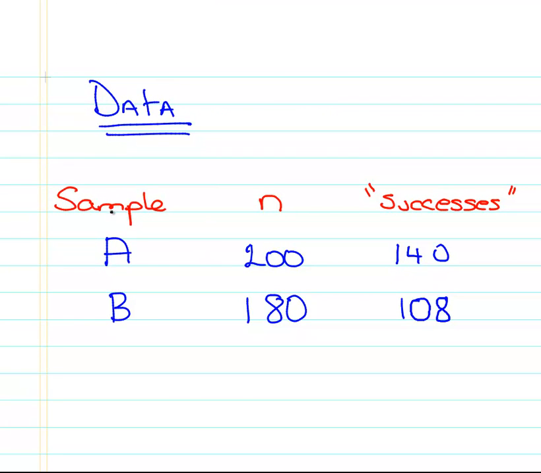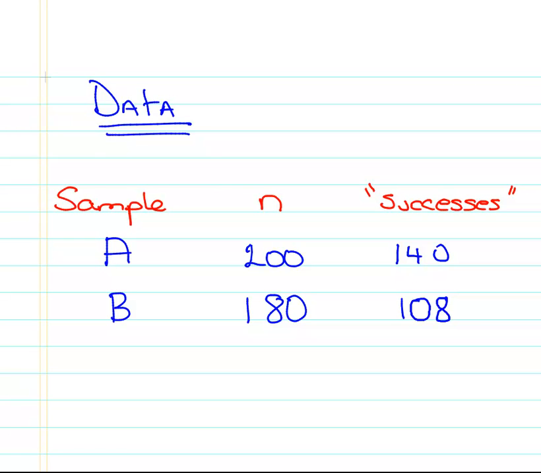and just remark that we have two samples, A and B. A might be, let's say, one city and B might be another city, something like that. We have a sample of 200 in sample A, and out of that sample we have 140 successes. Okay, and likewise for sample B, out of 180 cases we have 108 successes.